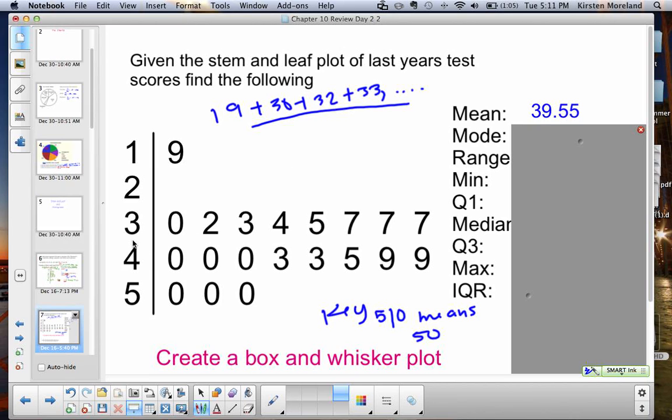Mode is the most commonly occurring, so I look and I see there's 3 37s, not 7s, 37s. There's 3 40s, and there's 3 50s. So the mode is all three of those: 37, 40, and 50.